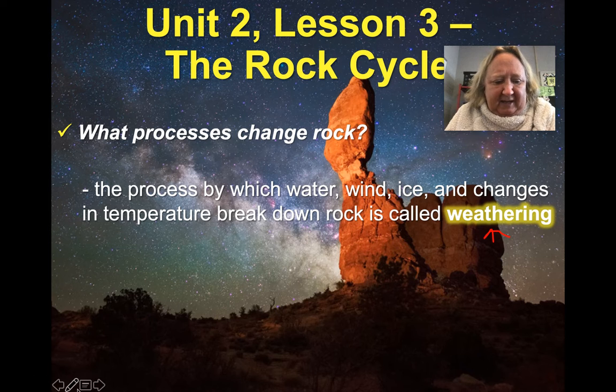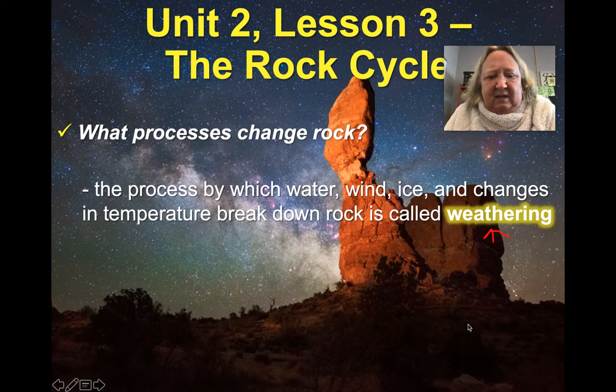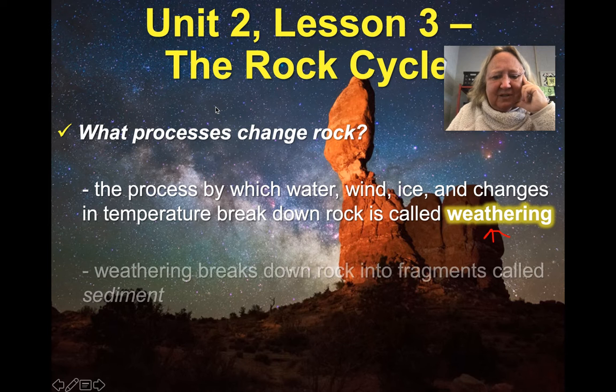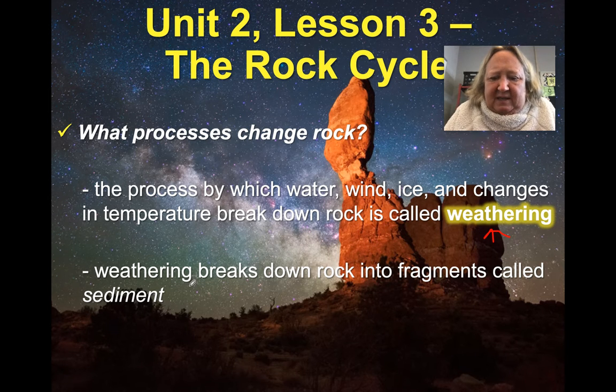Okay, so that is one of the first things you need to know: what is weathering. So note that definition or write it down or come back to this if you need to. All right. The next important term you need to know is this term, sediment.